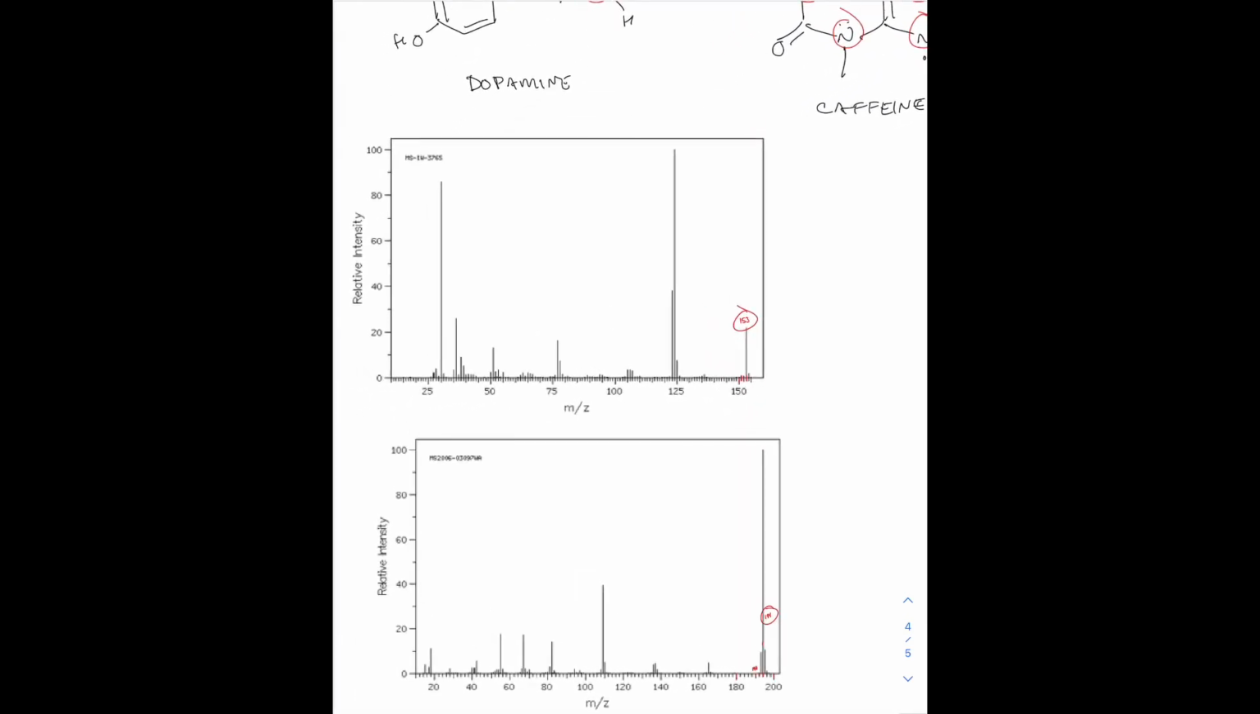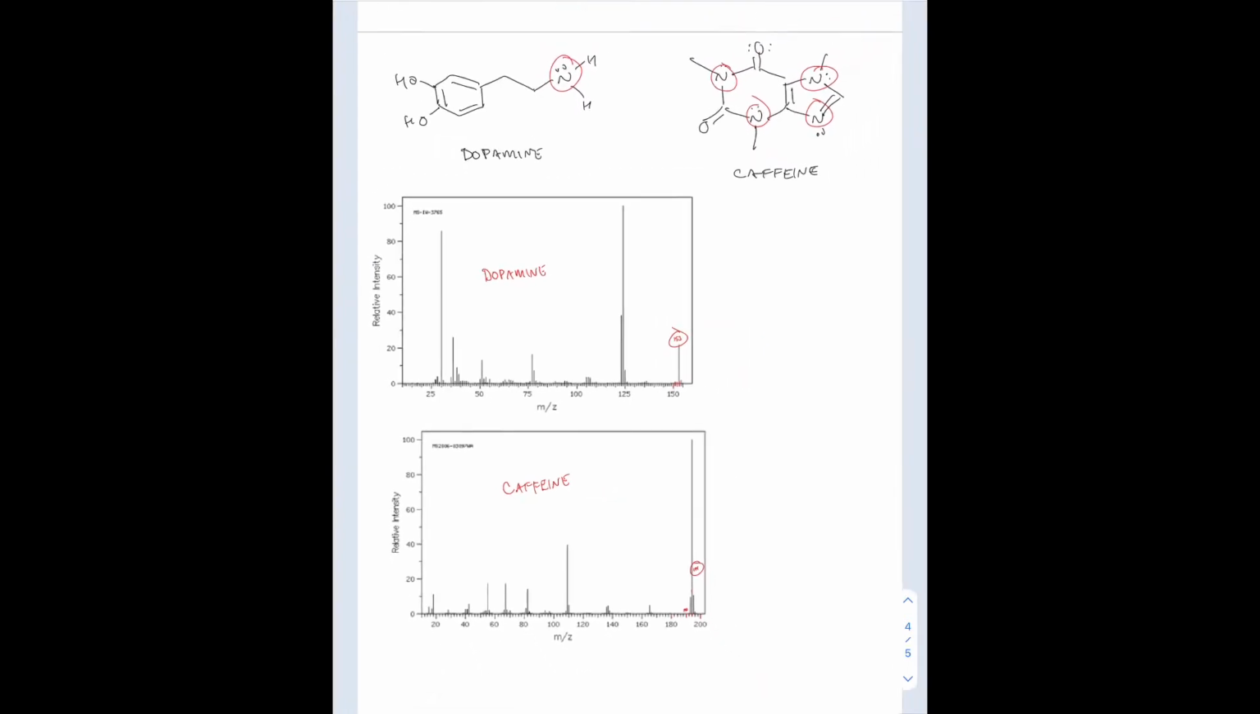So the top one must be dopamine, right? Because it has an odd number of nitrogens and it has an odd mass. And this one, it must be caffeine. And they are, in fact, those substances.